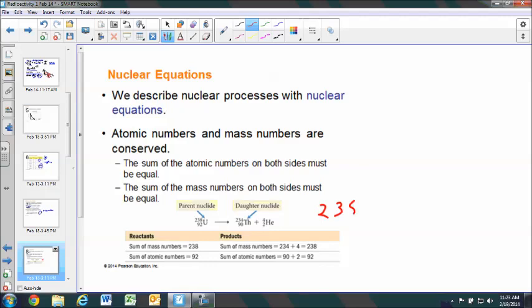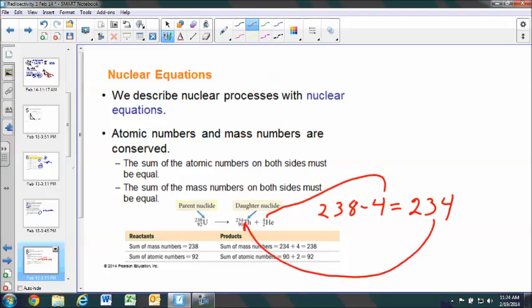238 minus 4, right? Because this 4 is coming from what is leaving from the helium. So the daughter would be 234. This is the mass of the thorium isotope that you are leaving there, right? Very simple sum and subtraction, right? Depends on what you are doing.